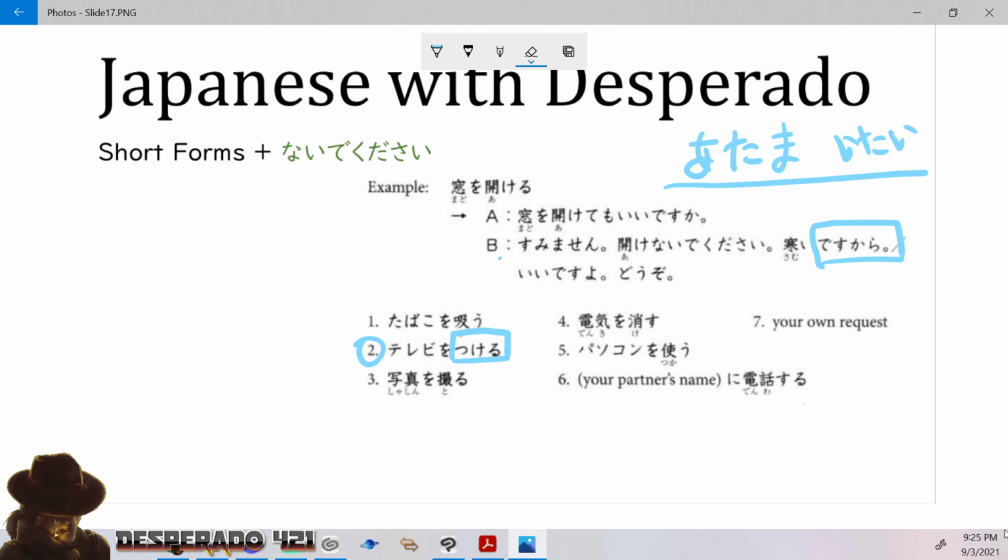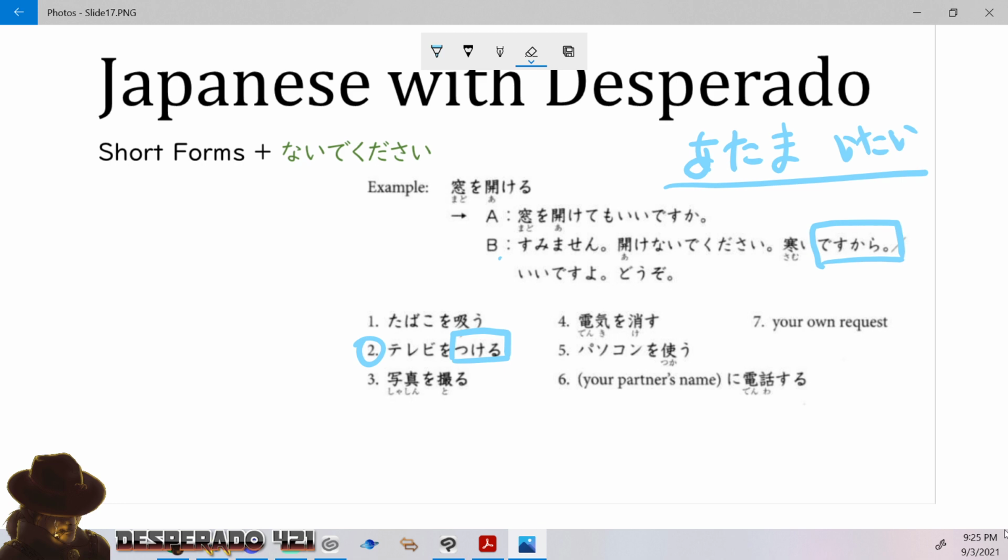Atama itai desu kara. I'm not getting the structures down. Give me a second. No problem. It's okay. Take your time. Let me breathe real quick.